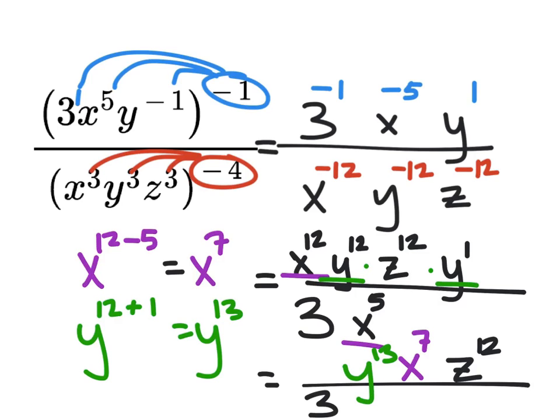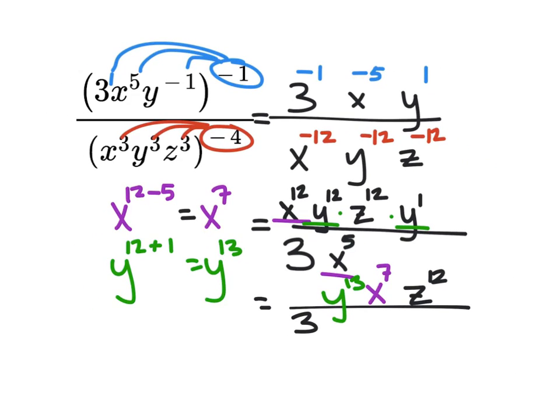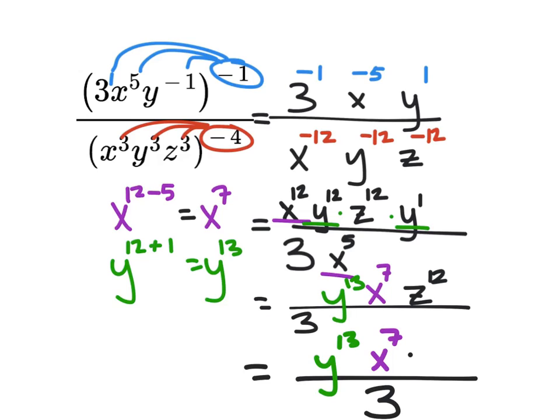So there's our 13, and I'll just clean this up a little bit. We got this fraction. I'll put the 3 more in the middle, for example, and then clarify on these. Y to the power of 13, x to the power of 7, z to the power of 12. There we go. All right, and that's our answer.